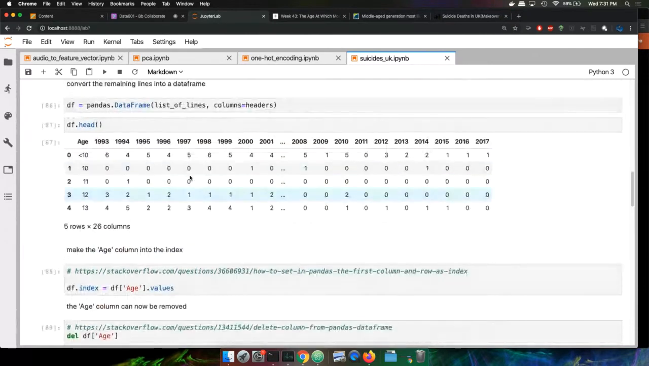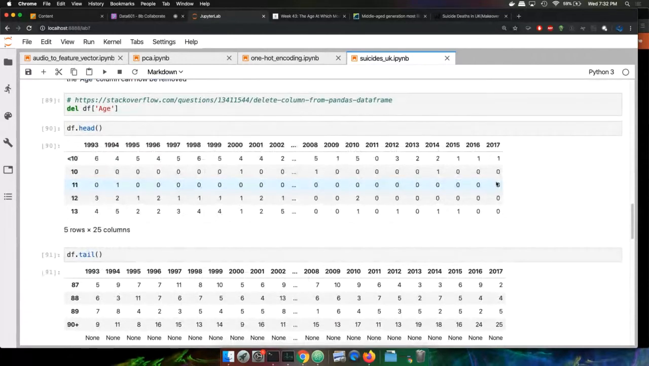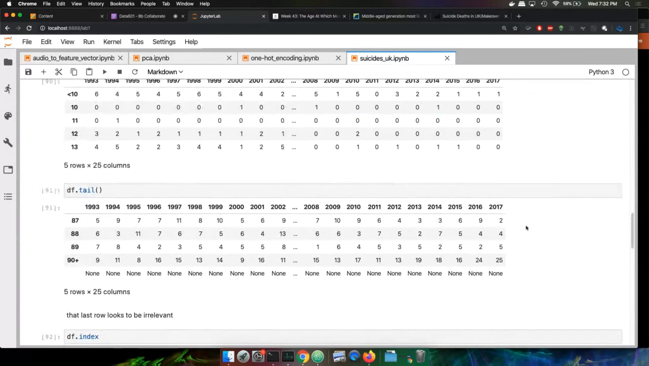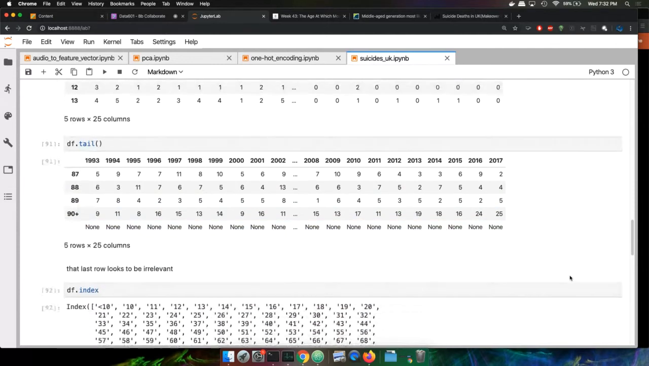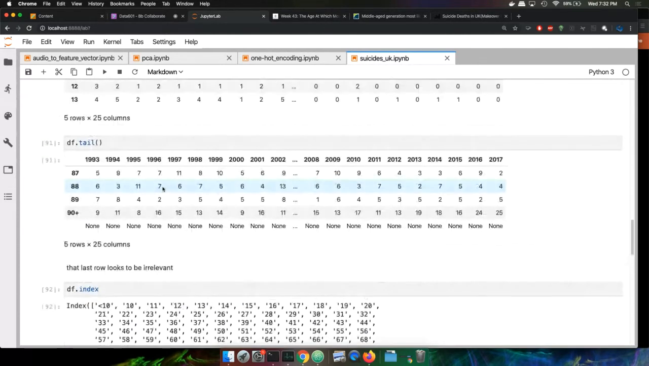And then I have to do some manipulations, like the age column isn't obviously the index, so I want to move that into the index so that the years are along the top. So I do that. Now I've got a data frame that I'm pretty happy with. I look at the bottom of that data frame just for consistency, and I see that there was, for whatever reason, a row of all Nones. So I'm just going to drop that whole row. It's empty.